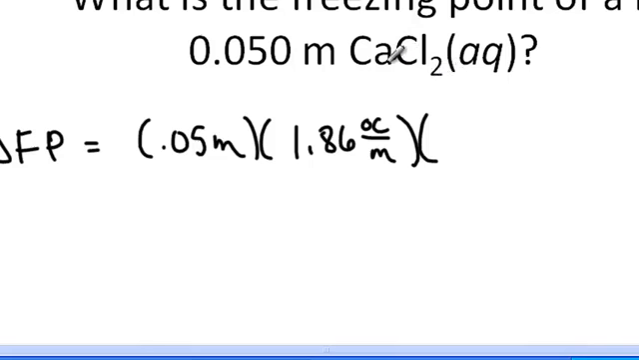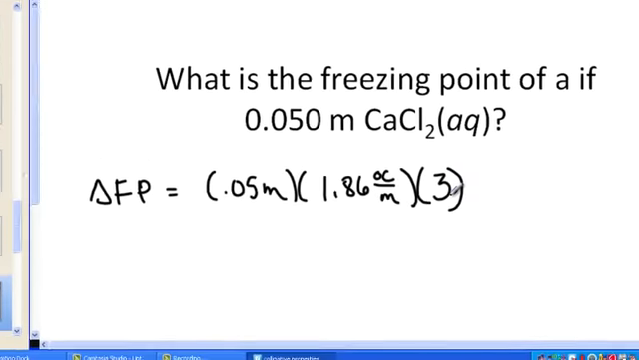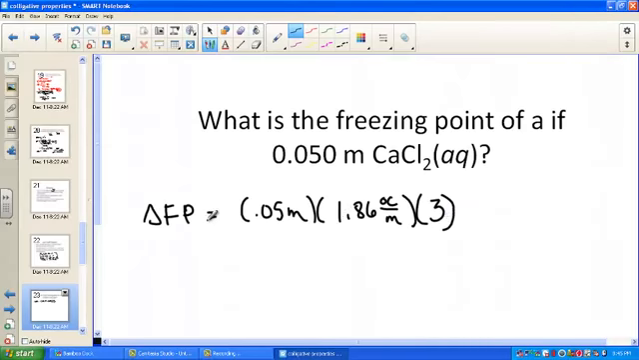CaCl2. I count 1 calcium and 2 chloride. The van't Hoff factor is 3, which means 3 times the effect on the freezing point as a non-electrolyte. 0.05 times 1.86 times 3. I found 0.279 degrees Celsius. Remember, we're not done. That's the change in freezing point.